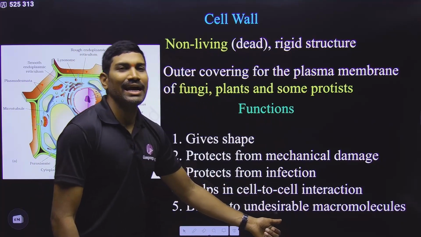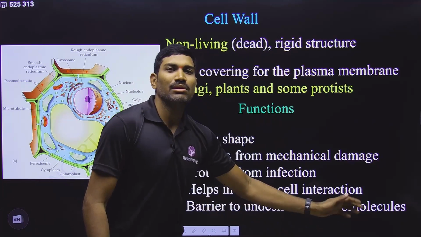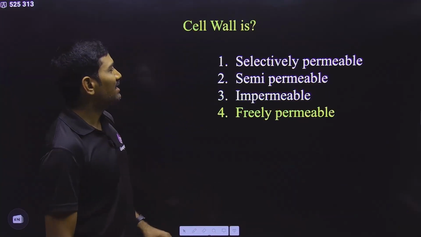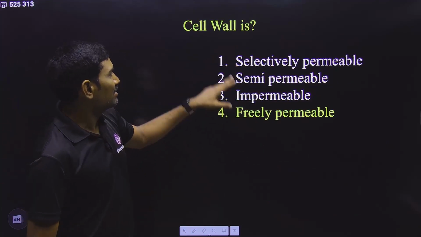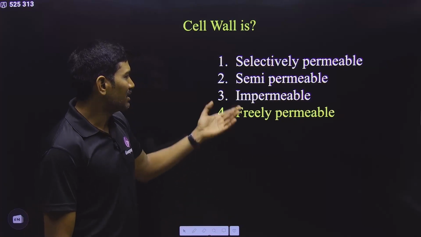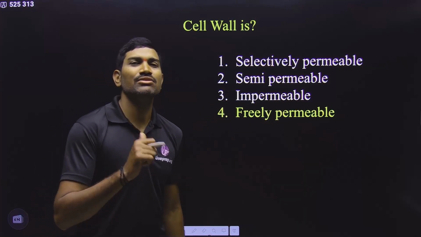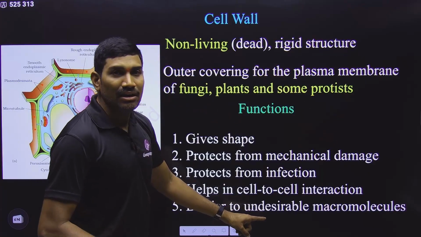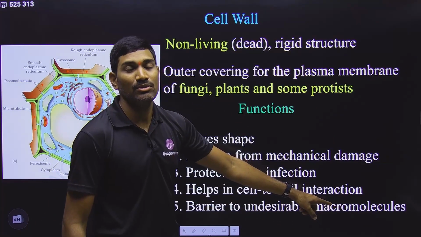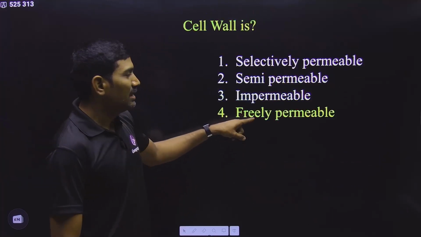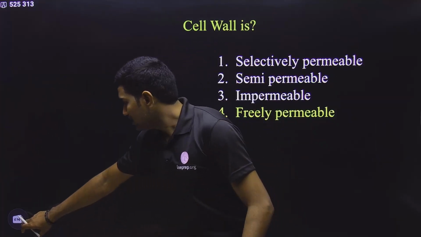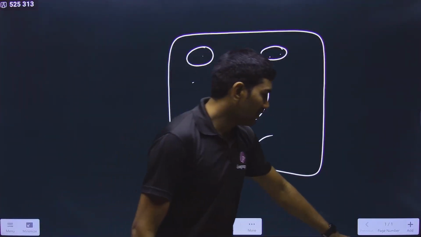And next one, it is acting as a barrier to undesirable macromolecules. For this point, you need an explanation, and I will link up this explanation right now. What is the question here? What is the nature of the cell wall? What type of permeability is it having? It is freely permeable. Why is it freely permeable? Understand this. How is it acting as a barrier to macromolecules? Macro means large molecules. And why is it freely permeable? And what is the nature of this? It is a porous structure. I will tell you about that particular point.